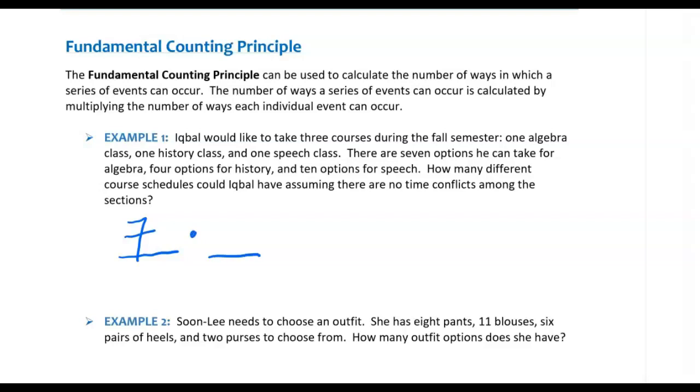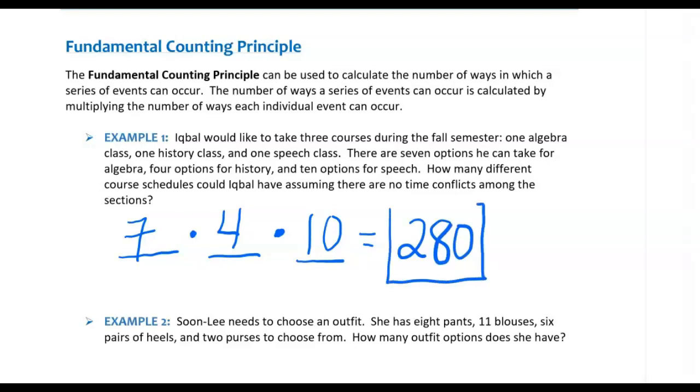times the number of options he has for history, which is 4, times the number of options he has for speech, which is 10. Multiplying 7 times 4 times 10 gives us 280 options. What this means is that Iqbal has 280 different options for course schedules.